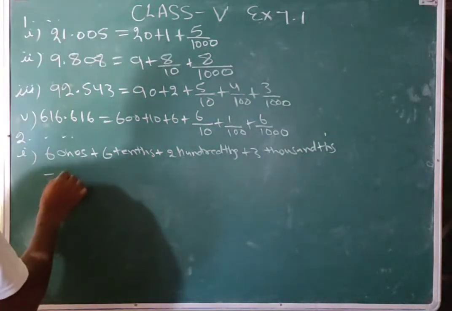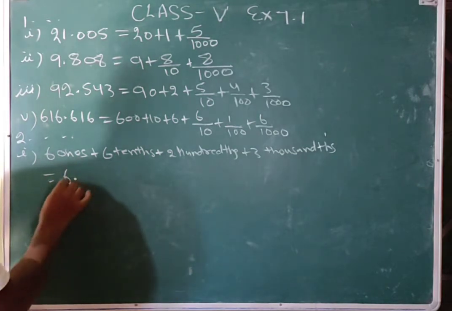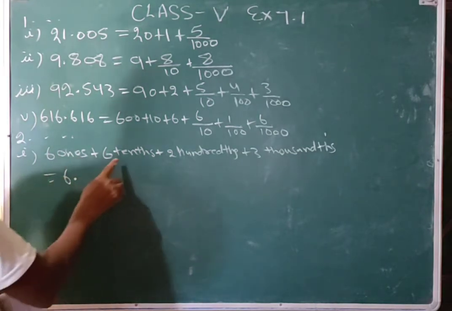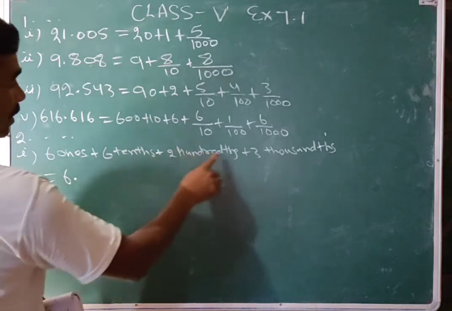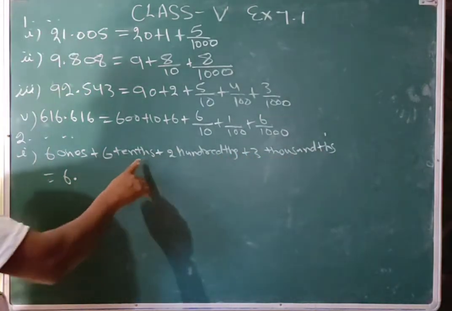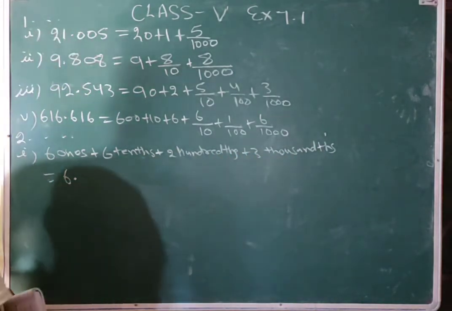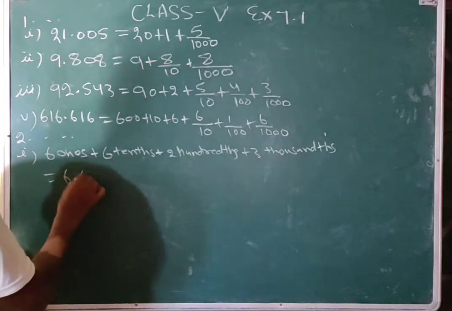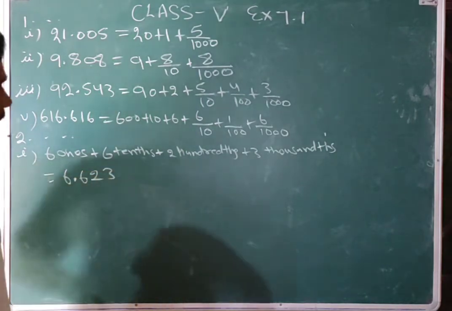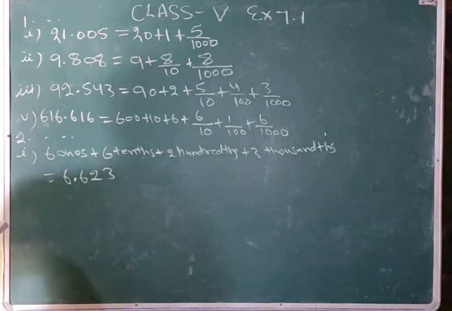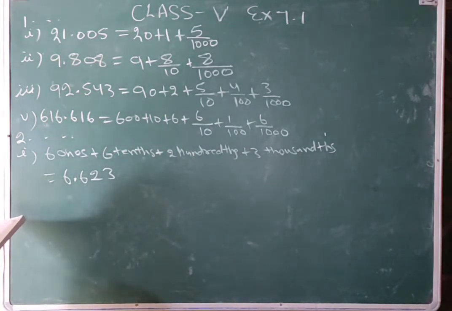So how will you write that decimal? Why does the decimal come here? Because there is "th" there. When you see the "ths", then you put the decimal. Then after that you write the similar digits. And then the second part you can do.